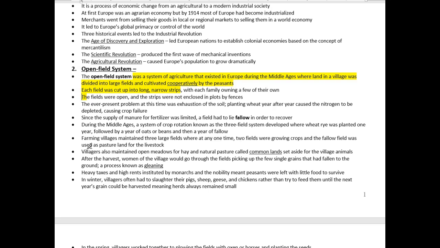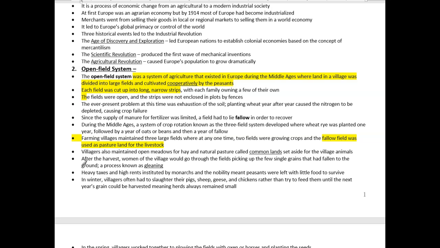Farming villages maintained 3 large fields where at any one time 2 fields were growing crops, and the fallow field was used as pasture land for the livestock. Okay, so the fallow field was used as pasture land for the livestock. That seems to be a bit of a definition there, so we'll go ahead and highlight that. So fallow just means allowing the field to rest. Nothing was done to it.